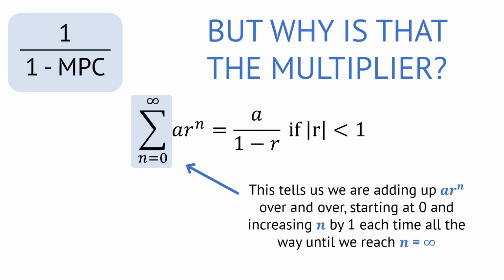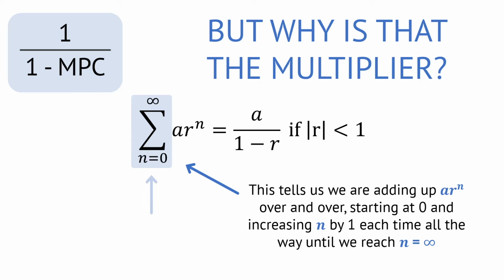Now, over here to the left, we see this sigma. What it means is we're taking the sum of A times R to the nth over and over, where every time we add a new A times R to the nth, n is increasing by 1, starting at 0. So we start off with A times R to the 0th power plus A times R to the first power plus A times R to the second power, and we just keep going and going. The infinity symbol at the top means we're going to keep doing this all the way up until n equals infinity.